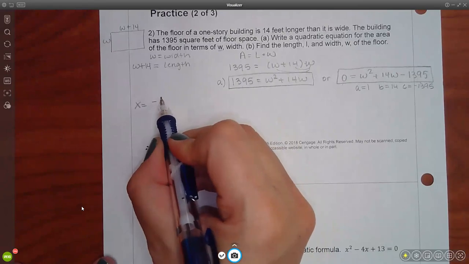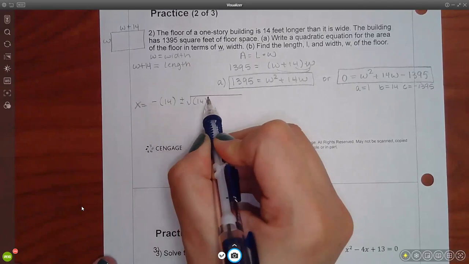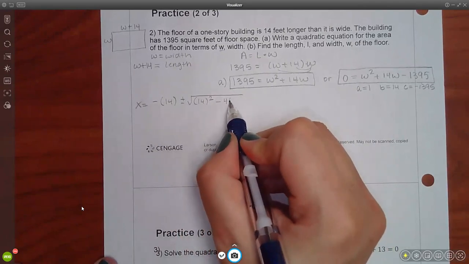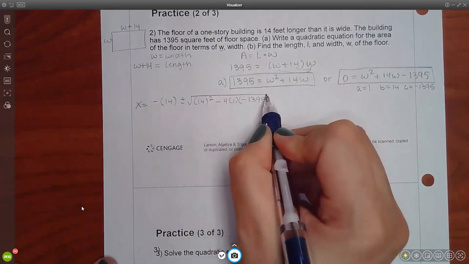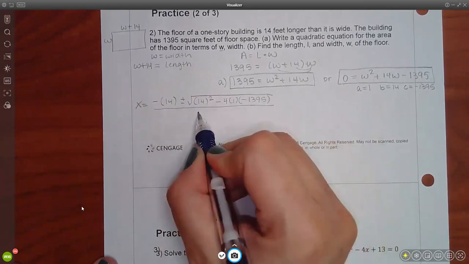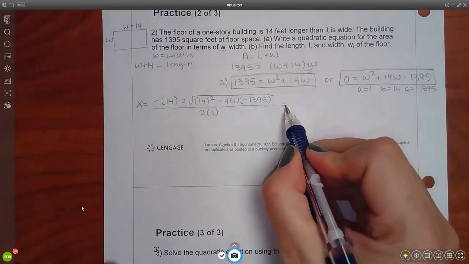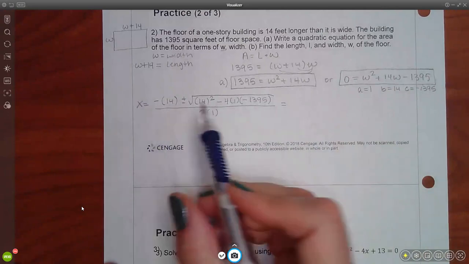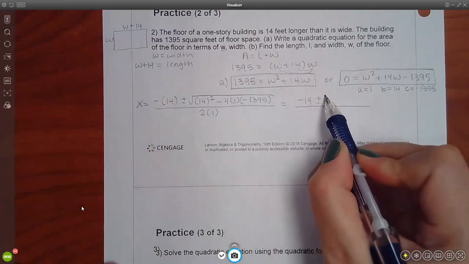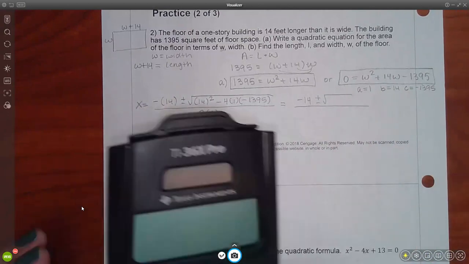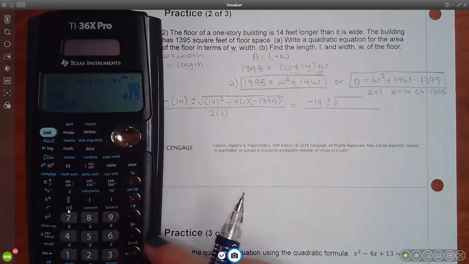And so we're gonna plug everybody in. We're gonna get negative B plus or minus the square root of B squared minus 4AC, all over 2A, which was 1. And then let's go for it. So negative and a positive 14 is going to turn that into a negative 14. Let's see. Parentheses 14 squared minus 4.